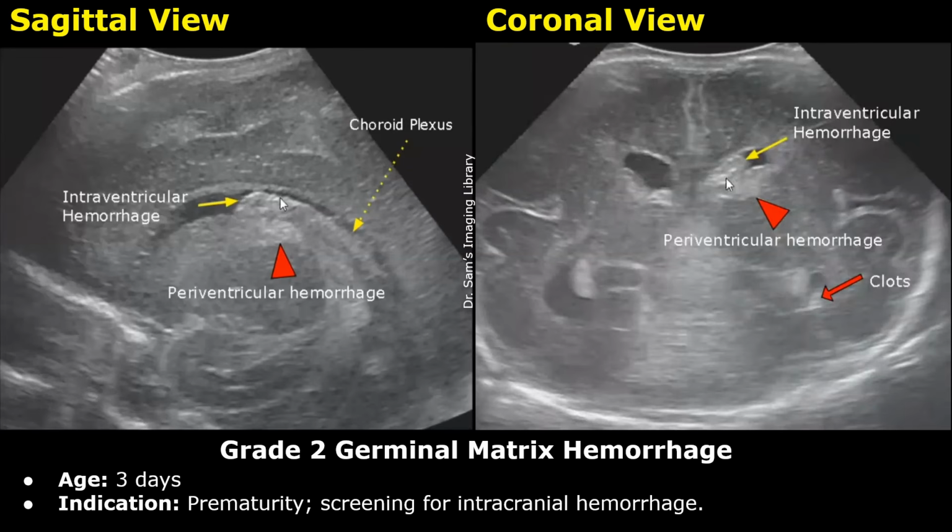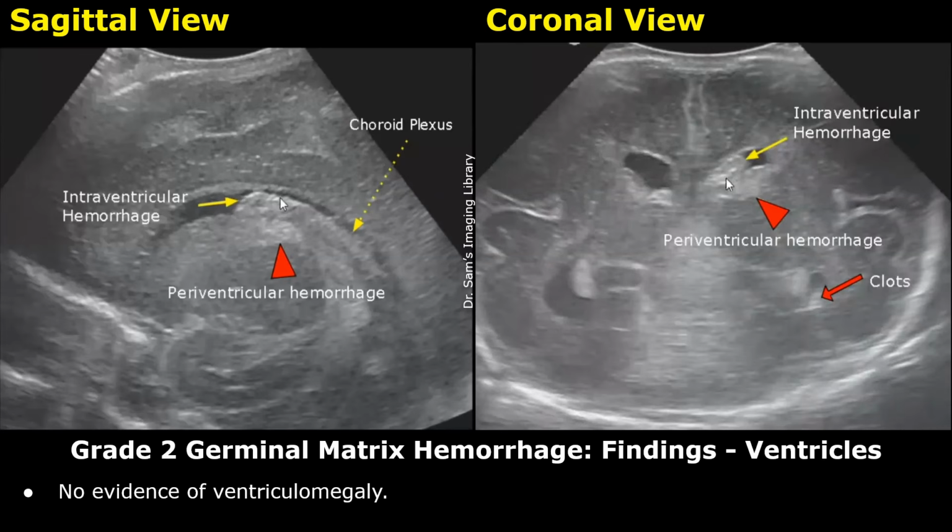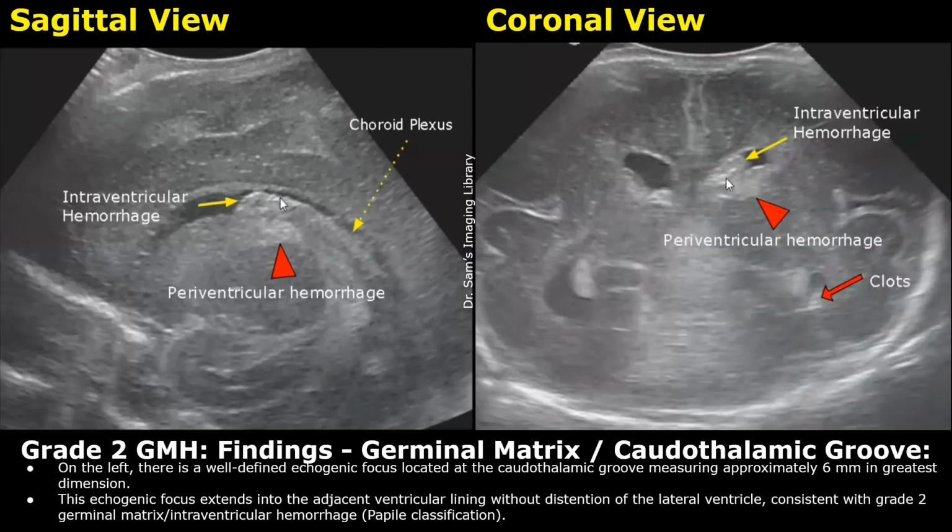Now we will look at the report of Grade 2 germinal matrix hemorrhage. Age, 3 days. Indication, prematurity, screening for intracranial hemorrhage. In findings, there is no evidence of ventriculomegaly. On the left, there is a well-defined echogenic focus located at the caudothalamic groove, measuring approximately 6 millimeters in greatest dimension. This echogenic focus extends into the adjacent ventricular lining without distension of the lateral ventricle, consistent with Grade 2 germinal matrix or intraventricular hemorrhage.